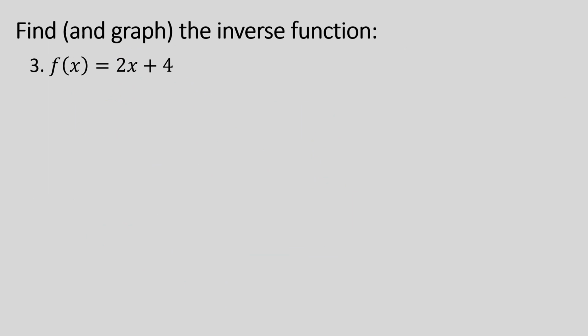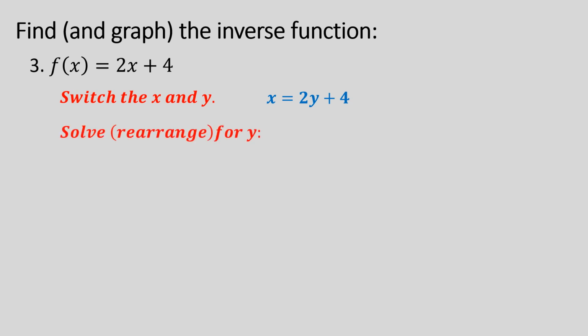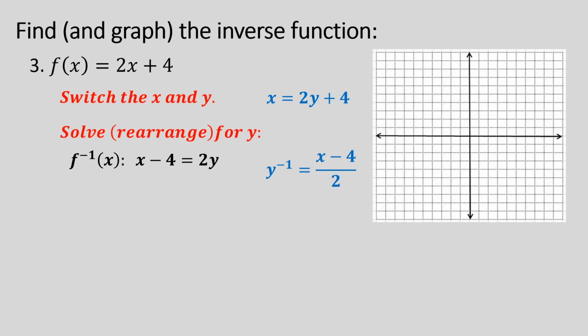f of x equals 2x plus 4. Switch the x and the y. Rearrange it. We'd get an inverse function of x minus 4 over 2. If you're asked to graph it, we should see it symmetrical around this line y equals x.